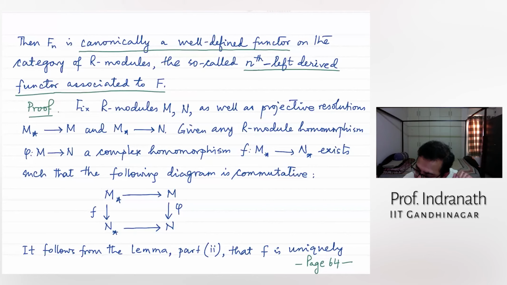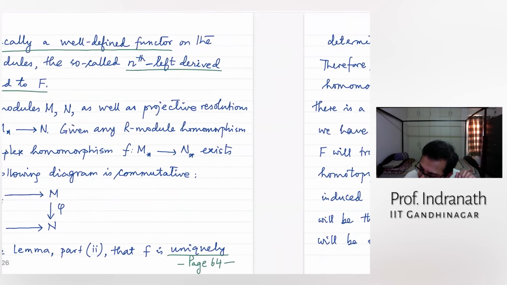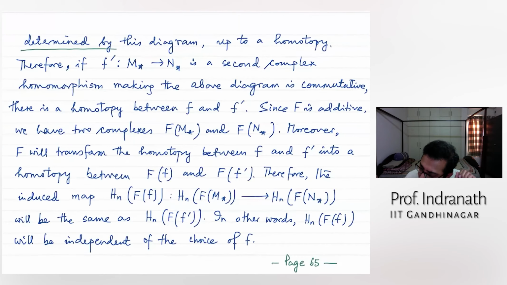I would rather highlight it again. This entire thing is very important, right? Because you know what it means. We have already proved that if you have another map, then at the level, up to a homotopy, they are unique. Fine. So now suppose f dash from M star to N star is a second complex homomorphism making the above diagram commutative.